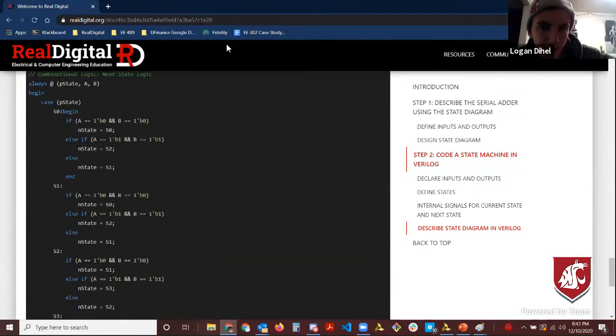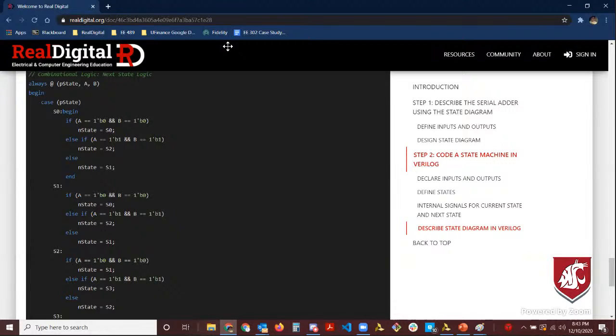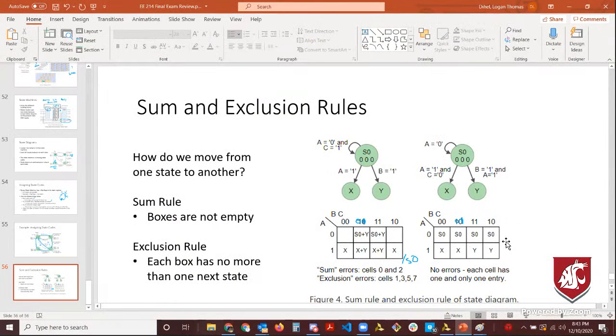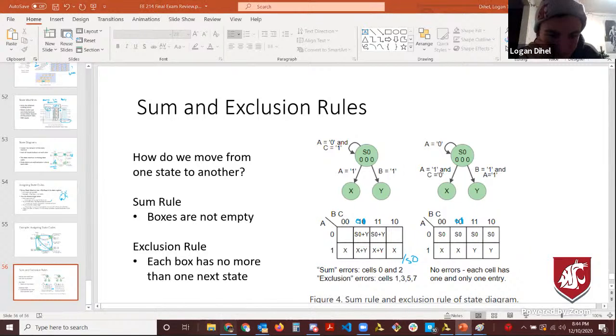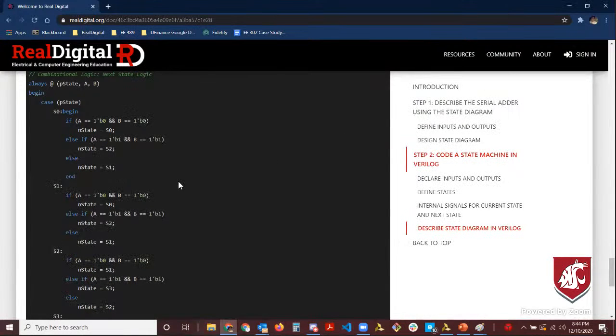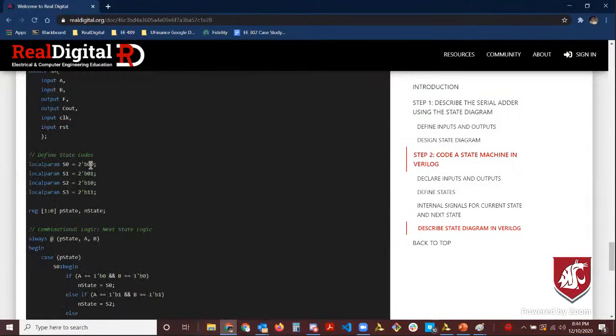Is there any other questions? Yeah, I have a question. For the state codes, when we're initializing them to the parameters, we say 2 binary 00, 2 binary 01. Is that standard for every state machine?